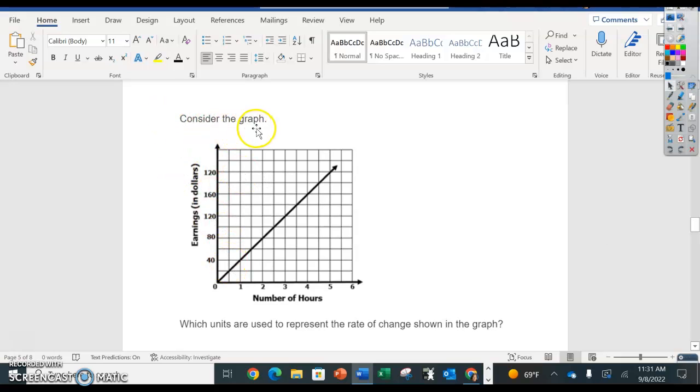All right, so let's go back to this question. So this one says consider the graph. Here we have dollars per hour. So for this one, the rate of change would always be y's over x's. Remember, it's y2 minus y1 over x2 minus x1. So it's the difference in y's over the difference in x's. So it's going to be dollars per hour.